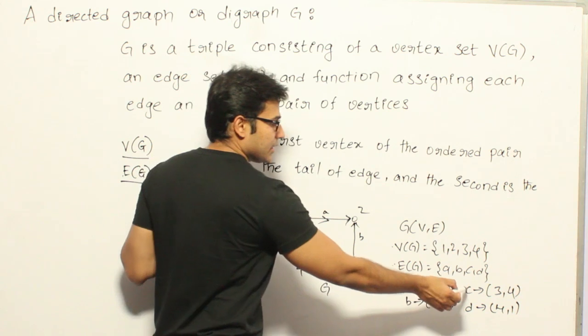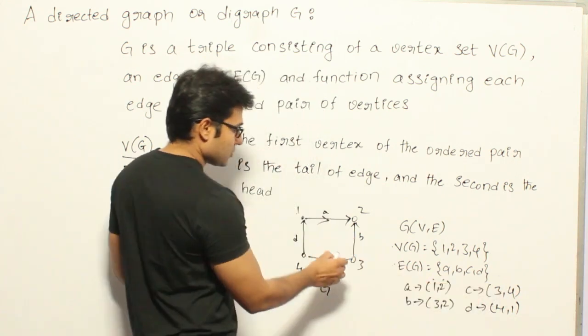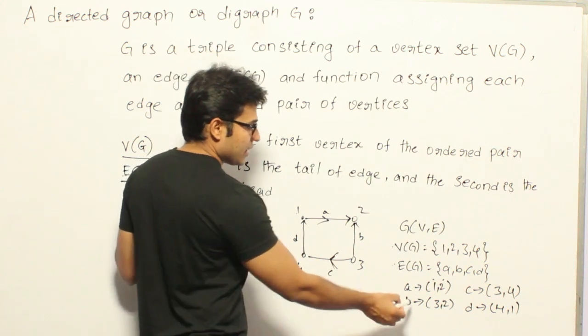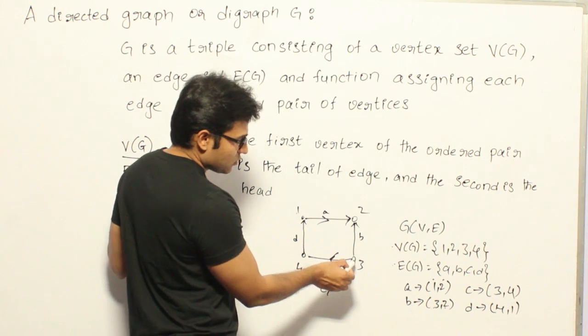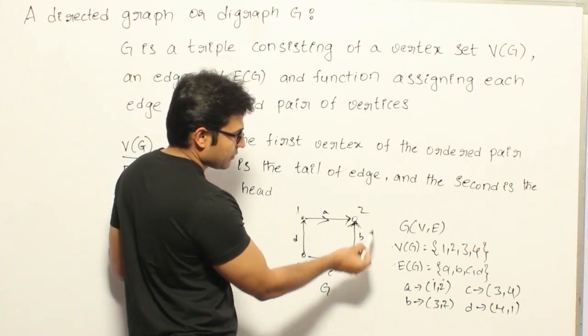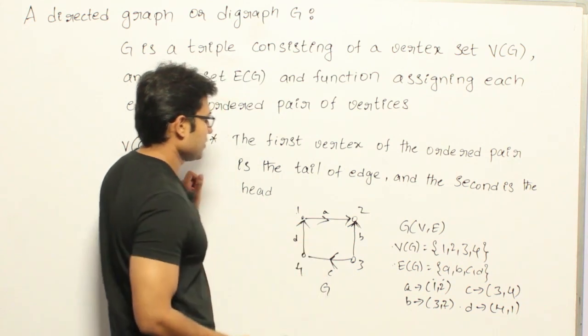And similarly edge C is starting at 3 and ending at 4, right? Similarly edge B is starting at 3 and ending at 2. Got it? Similarly edge D is starting at 4 and ending at 1, right?